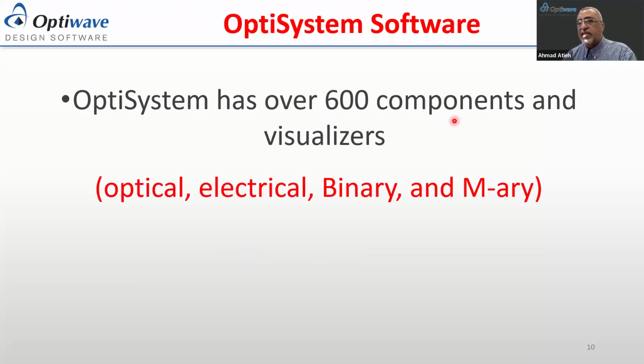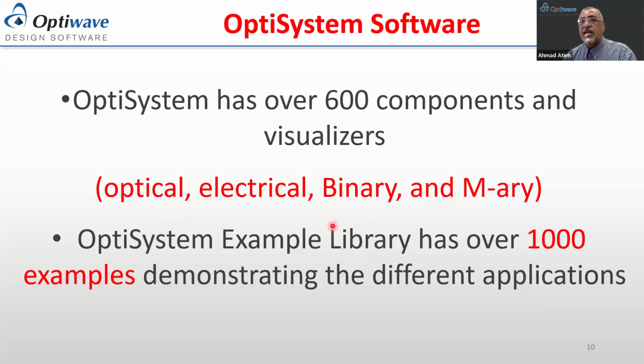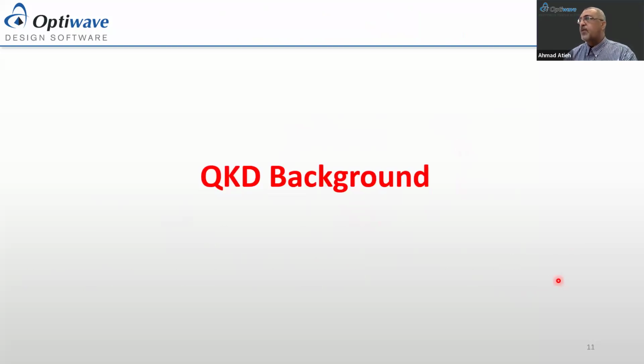As I mentioned, we have over 600 components in the different visualizers, as well as over 1,000 examples in OptiSystem.